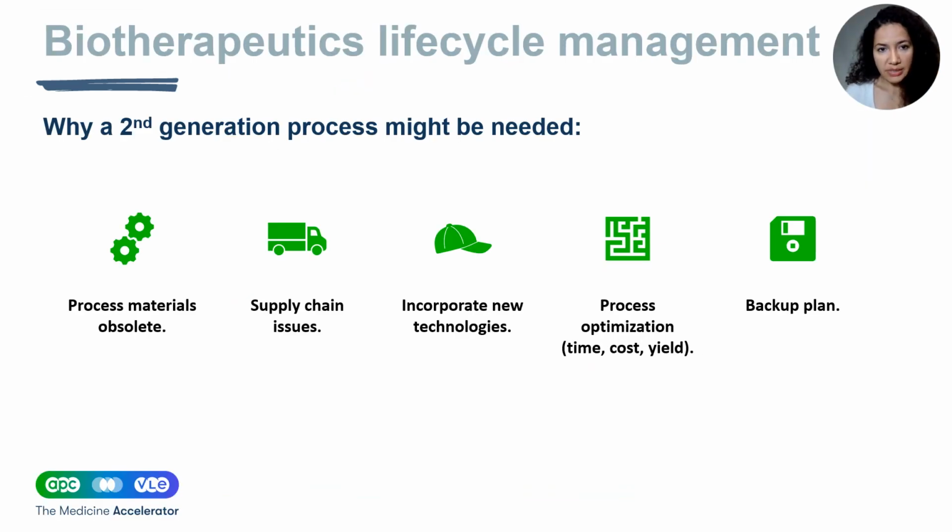After a downstream process is established, changes may happen. For example, materials used in the process become obsolete. We may face some supply chain issues, or maybe we want to incorporate new technologies, or optimize the process, or simply have a backup plan. When that happens, we need to develop a second generation process to maintain the biotherapeutics life cycle and guarantee that patients will keep having access to that medicine.